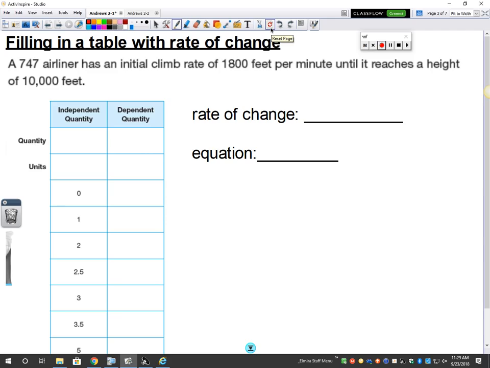A 747 airliner has an original climb rate, says the word rate, of 1,800 feet per minute. So we can identify the rate of change as 1,800, until it reaches a height of 10,000 feet. So when we write that function, we're writing it with the 1,800. And when I say the word function, the word function and the word equation are somewhat interchangeable. So rate of change is 1,800 feet.